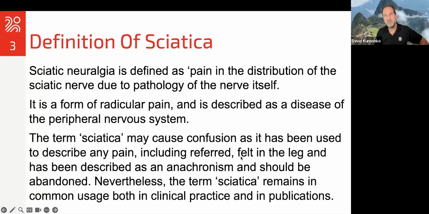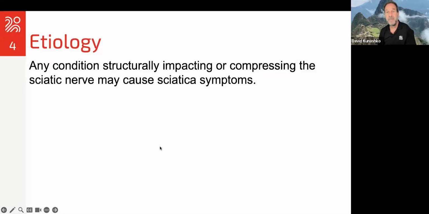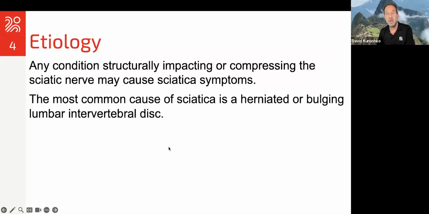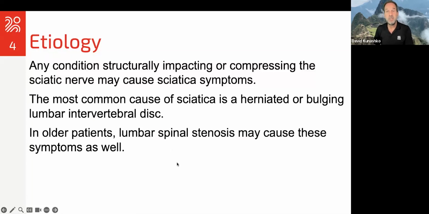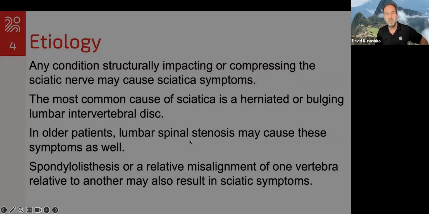When we talk about sciatica, what we're referring to specifically is something to do with the sciatic nerve and along its pathway. So any condition structurally impacting or compressing the sciatic nerve can cause sciatica symptoms. The most common cause, I'm sure we're all aware, is bulging or herniation of one or more intervertebral discs. In older patients, though, it tends to be degenerative conditions like stenosis that often cause it, or other things like spondylolisthesis, which is a misalignment of the vertebral bodies.